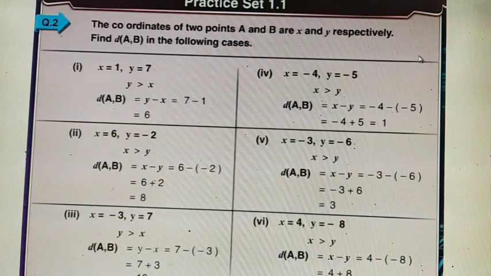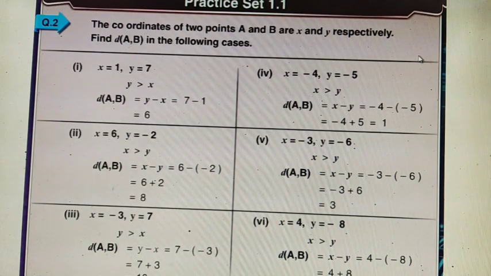Fourth, x is equal to minus 4, y is equal to minus 5. Now here minus 4 is greater than minus 5. Therefore x is greater than y. The distance between A and B is equal to x minus y is equal to minus 4 minus of minus 5 is equal to minus 4 plus 5 is equal to 1.